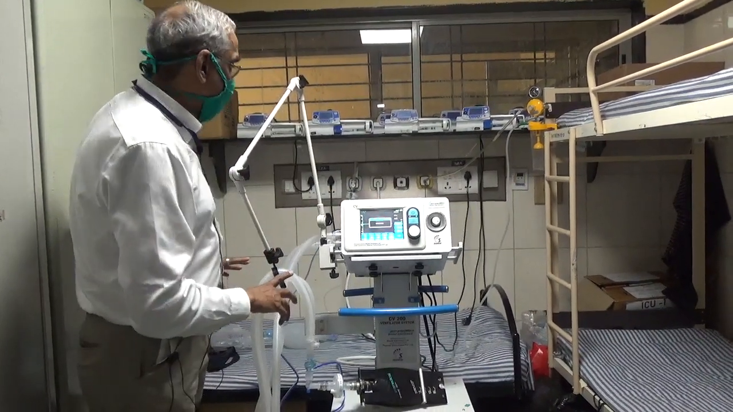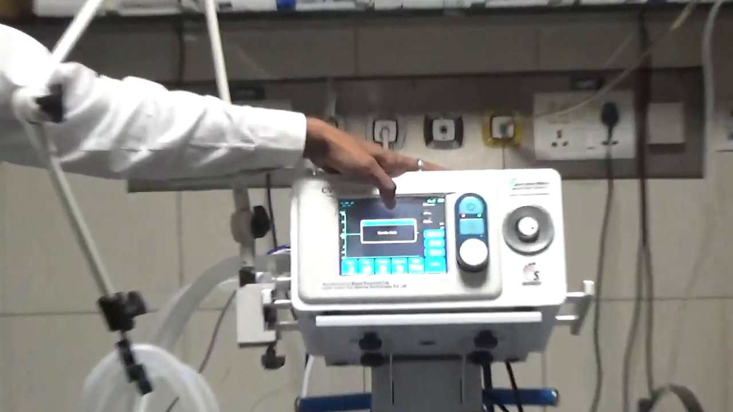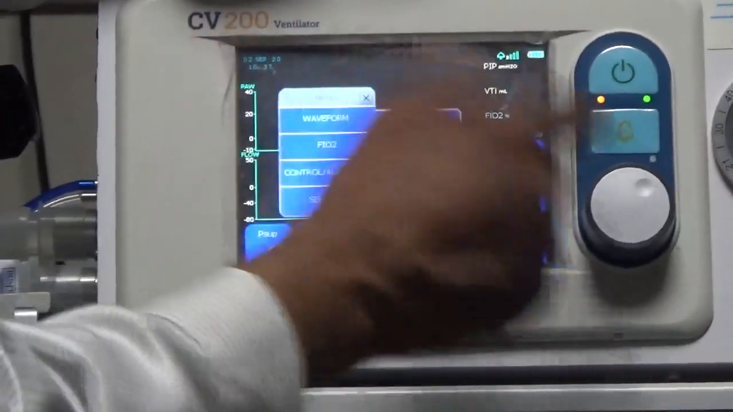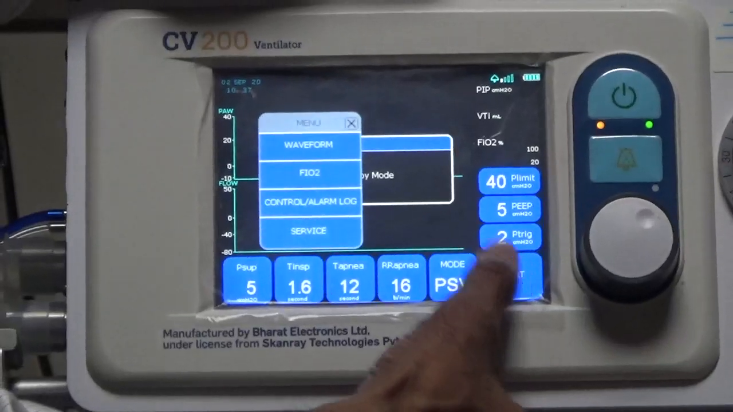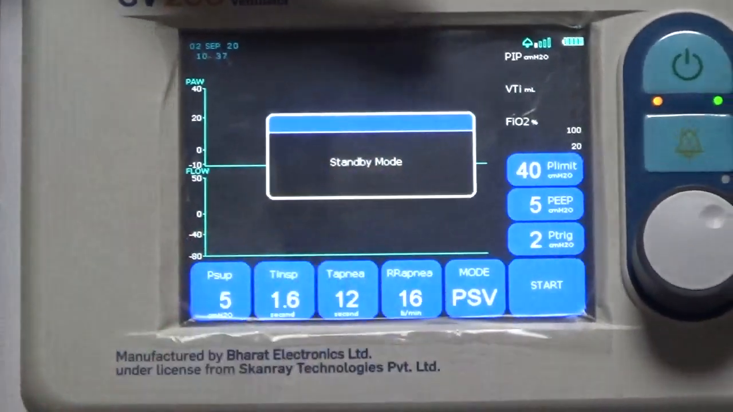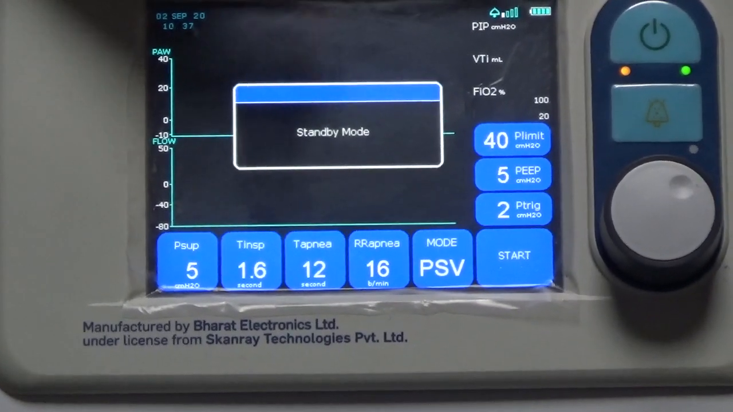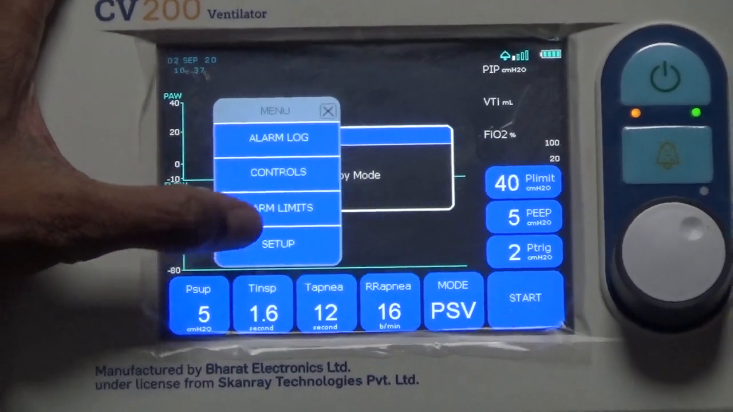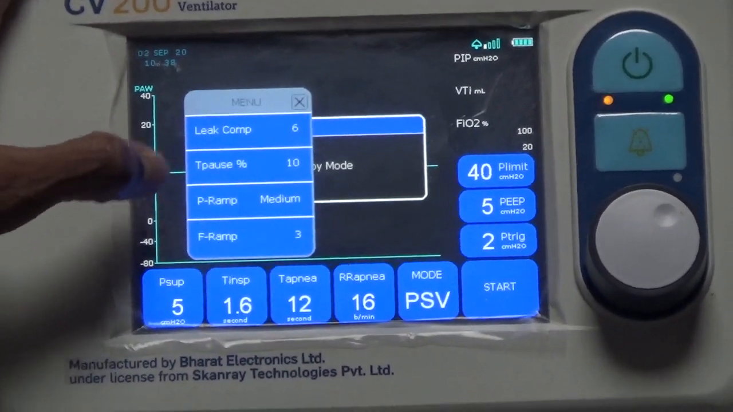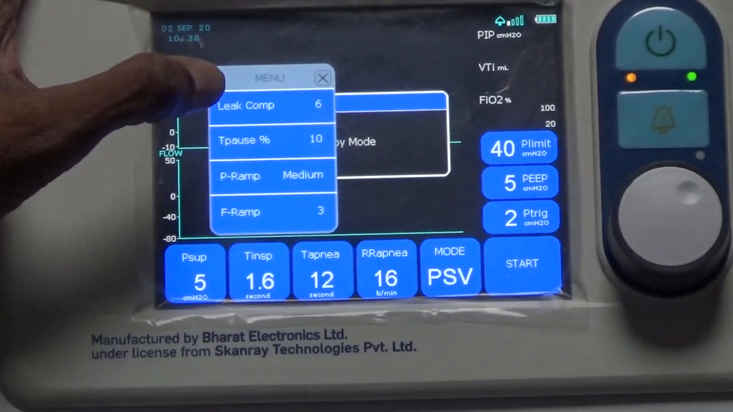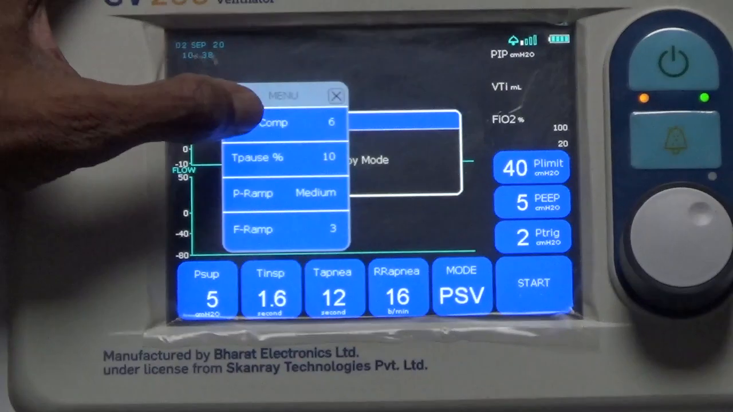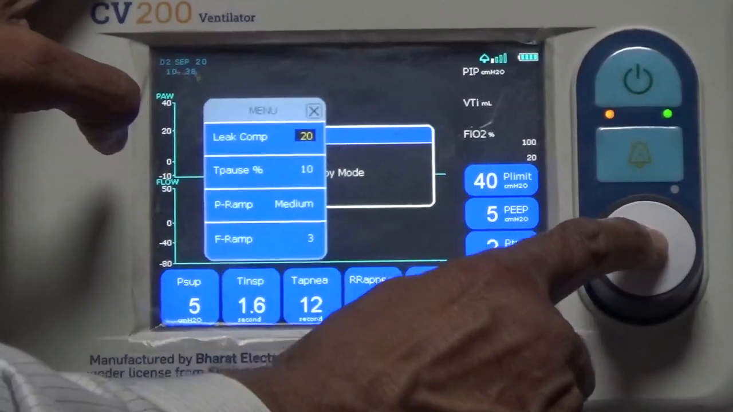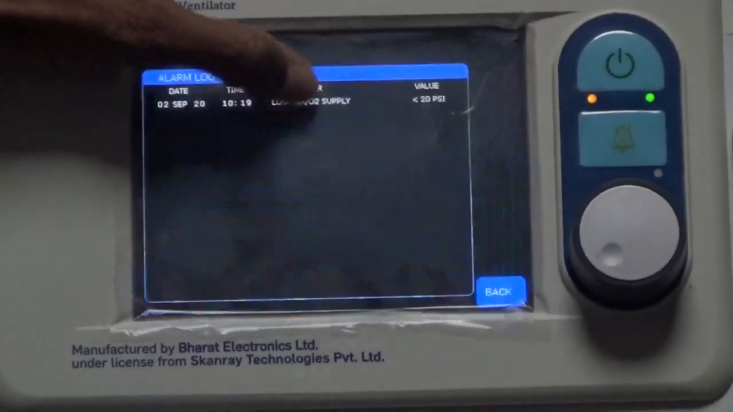Okay, so now I've connected the ventilator. Now I'm going to switch from the standby mode to the start mode. Before that, I just want to show you that in the settings, in the controls, in the setup, there is a setting for leak compensation. So please remember, since the mask is not tight, some amount of air is going to leak. So you can keep leak compensation at maximum and you can keep it at 20. I select it, that's done, and then I close off the screen.